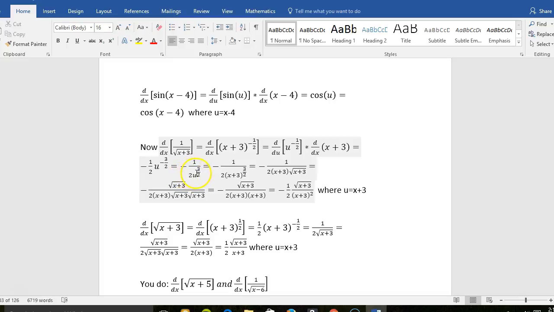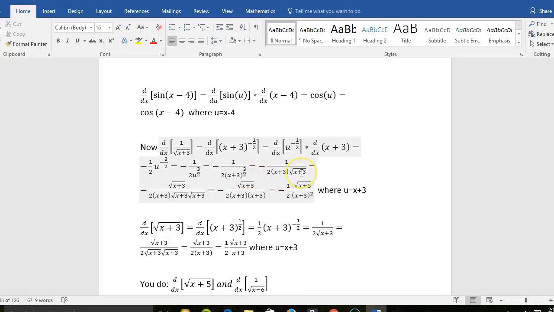And so we have, but now guys, we're honor bound to replace u with x plus 3. We got to put x plus 3 back in place of u. So we do that. So we have negative 1 over 2 times x plus 3 to the 3/2 power right here. Okay, so, but now remember, what is the 3/2 power? Like x to the 3/2 power would be x times the square root of x. So x plus 3 to the 3/2 power would be x plus 3 times the square root of x plus 3.